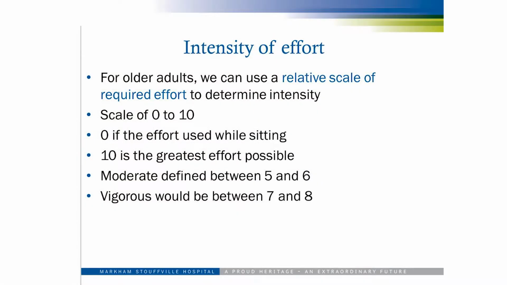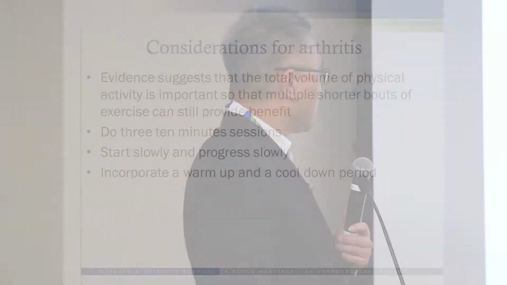So how do we determine what's moderate, what's intense? Well, what we can do is we can use what is called the relative scale of required effort. And this means using a scale between 0 and 10. And we'll define 0 as the amount of energy or effort that you're using just sitting here, resting. 10 is the maximal effort that you can put out. So moderate would be a level at around 5 or 6. More vigorous activity would be 7 or 8.